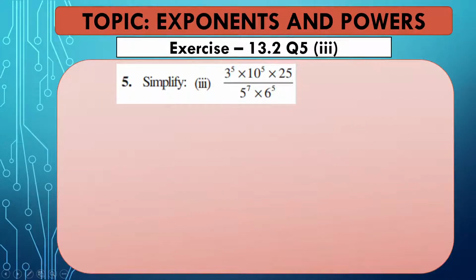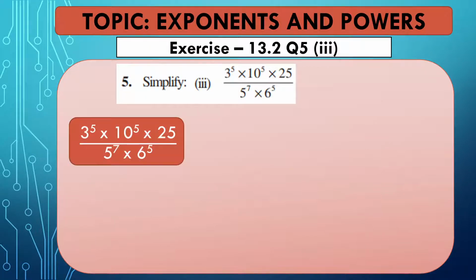Exercise 13.2, question number 5, subdivision 3. Simplify 3 to the power of 5 into 10 to the power of 5 into 25 divided by 5 to the power of 7 into 6 to the power of 5.